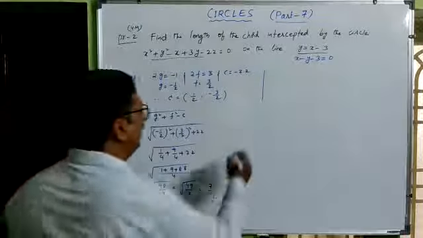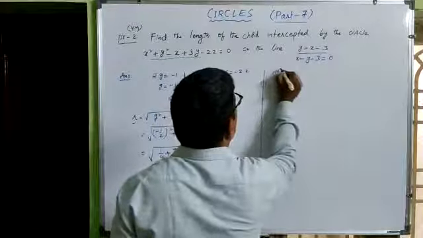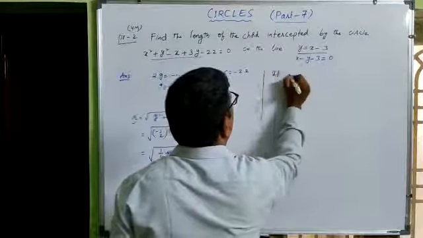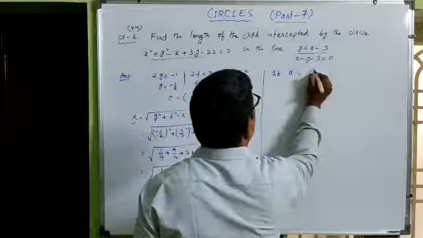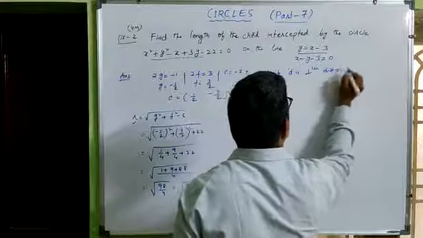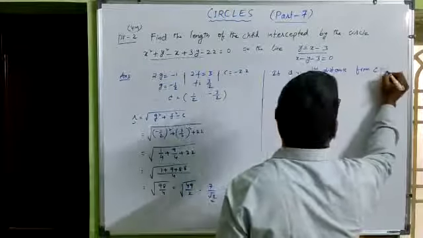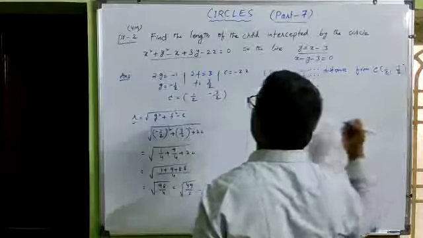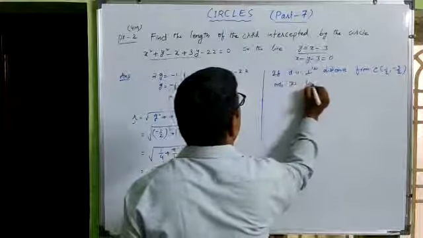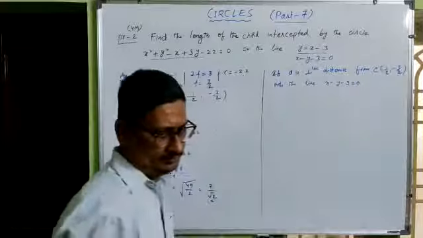Now what we have to find? D we have to find. D is the perpendicular distance from C. What is C? 1 by 2, minus 3 by 2, onto the line. What is the line? Given line: x minus y minus 3 is equal to 0.